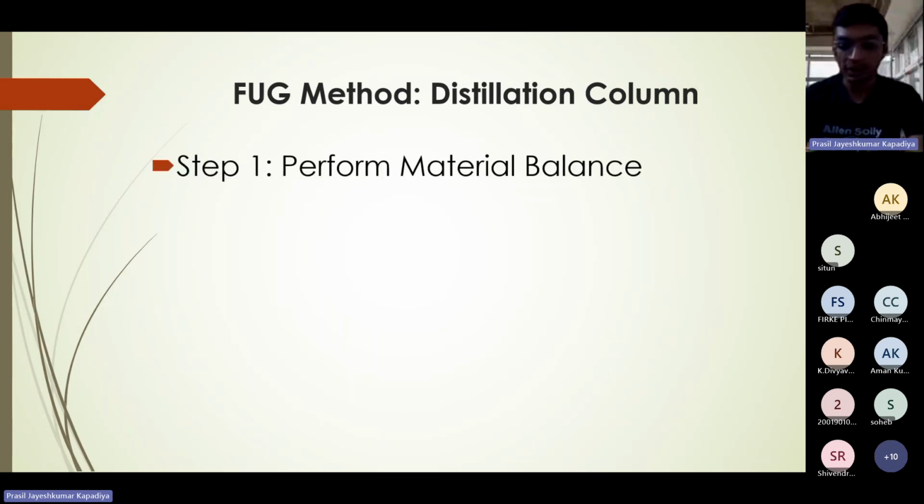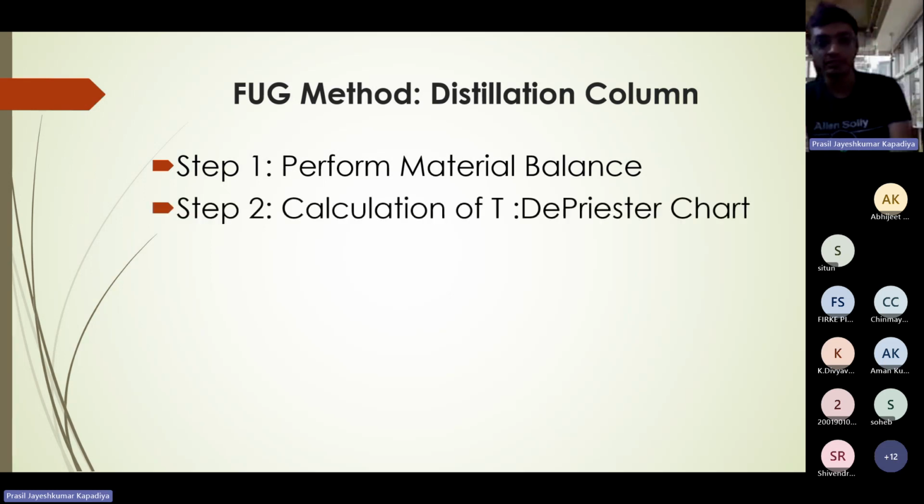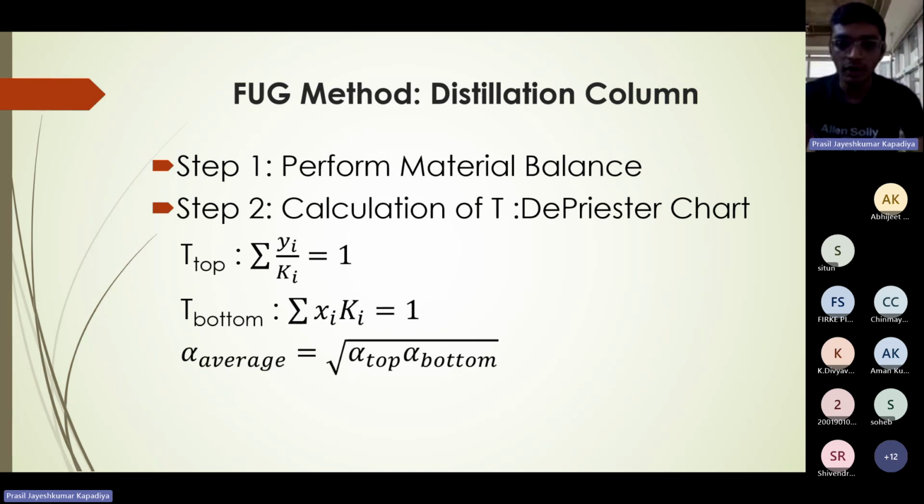So in the FUG method, as step one, we are given a problem statement. From that problem statement, we are supposed to perform a material balance. From the material balance, we know the composition of top and bottom. I mean to say we have some target, like I want to achieve 95%, 98% pure products. So we know the individual flow rates and we know our targets. From that we can perform the material balance. Then I will come to step two.